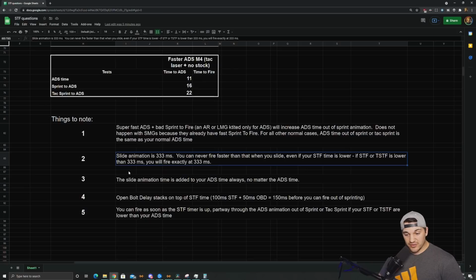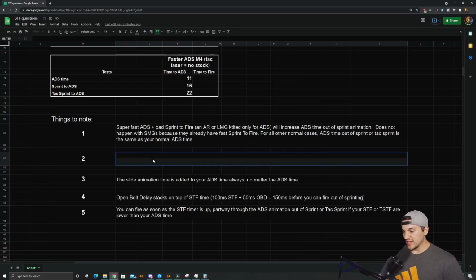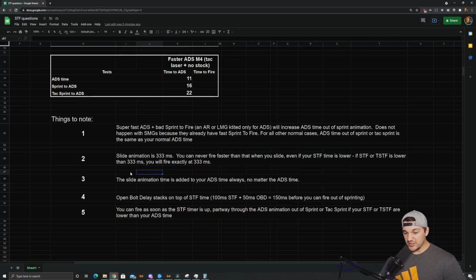Something else that I discovered while looking at this, since I did all kinds of slide testing, is that the slide animation is 333 milliseconds or 20 frames at 60 FPS. You can never fire faster than that when you slide. Even if your sprint to fire time is way lower than 333 milliseconds and your tac sprint to fire time is way lower than 333 milliseconds, you're going to fire exactly when that animation ends, which is 333 milliseconds. So that is just something to note there, that sliding will make it so you can't fire until that slide animation is up.